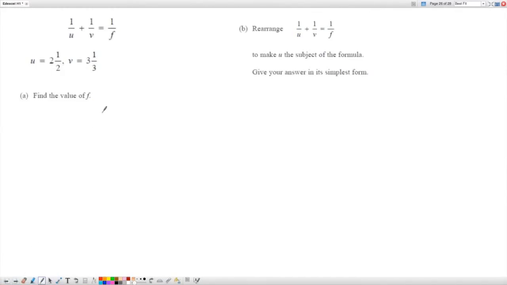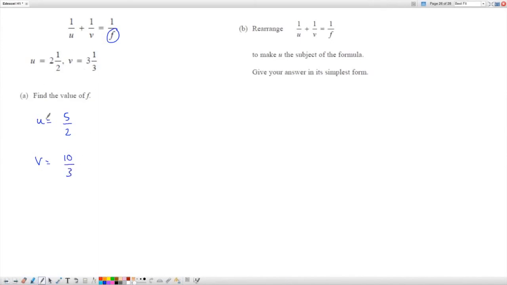Here we're given values for u and v and asked to find the value of f. f is here, 1 divided by f sitting here underneath the 1. The first step is to convert these mixed numbers into improper fractions. So u is equal to 5 over 2 and v is equal here to 3 times 3, which is 9, plus 1, 10 over 3.